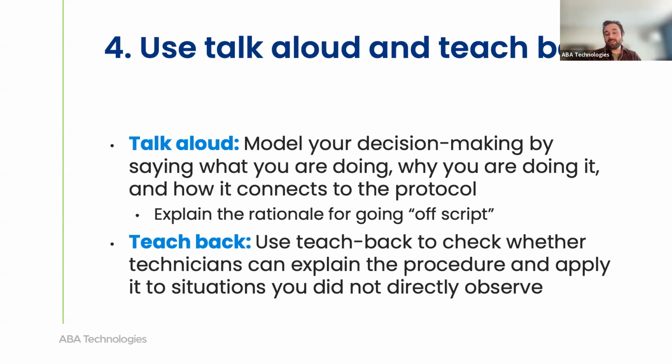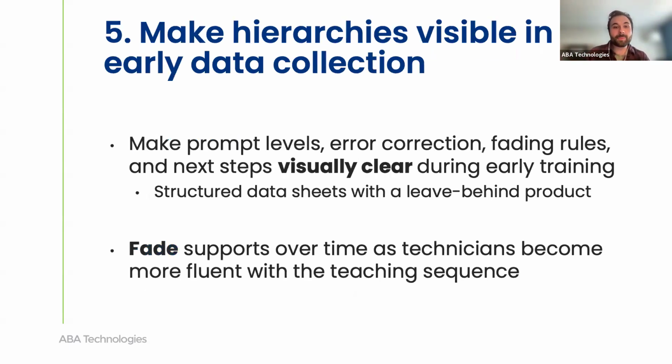And it also tells you if they can't explain it back accurately, that you may need to go in there and provide higher level support. Go in and do some behavioral skills training. Okay. All right. So fifth suggestion here is to make prompting hierarchies visible when you first start having people collect data.